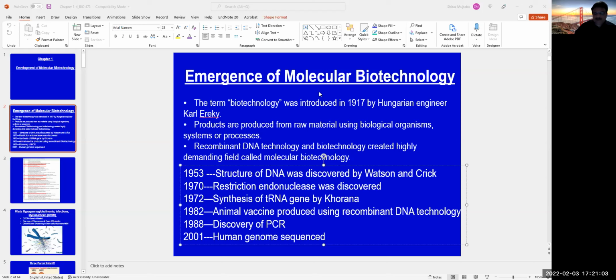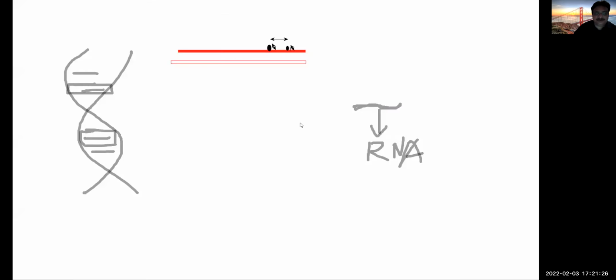Then animal vaccines using recombinant DNA technology. We'll talk about this later, and I will talk about production of insulin at the industrial scale. Then the discovery of PCR was very important. Why was it important? Because for the first time, scientists got the capability to amplify genes.